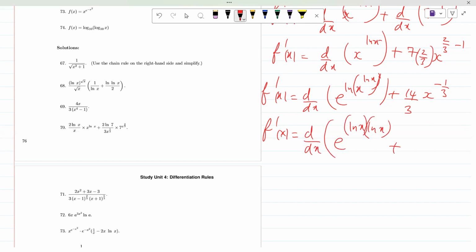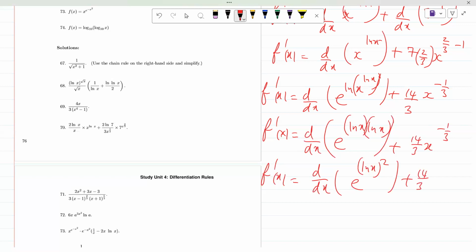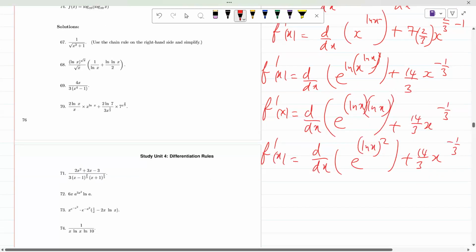Okay, so you can close here. 14 over 3, x to the minus 1 over 3. So what is this? This is d/dx, so this is x, and then at the top you have x, you square that, plus 14 over 3. I'm just looking at one way to do it, and any method is going to be equivalent to this one.